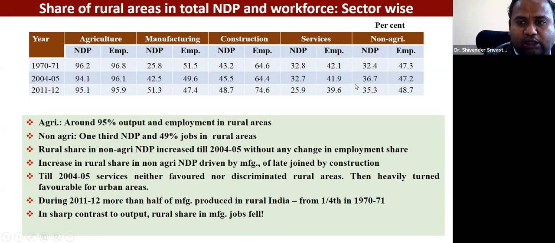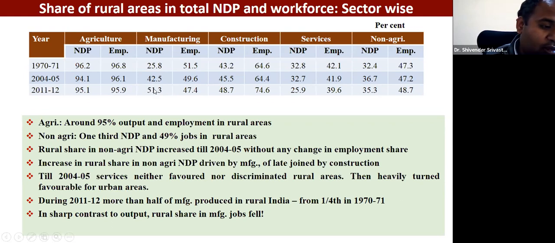If you further disaggregate non-agriculture into manufacturing, construction, or the services sector, you can see that in the manufacturing sector, about 50% of the total manufacturing output in India is manufactured in rural areas, but its share in employment is less. And over a period of time, you can see that earlier in the 1970s, only 25% of the manufacturing output was in rural areas, but it has increased to almost double, about 51%. So this has some implication.